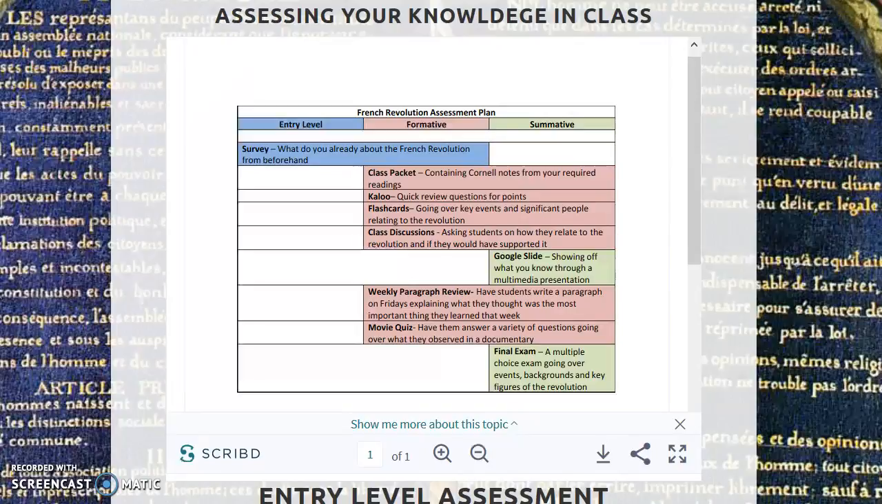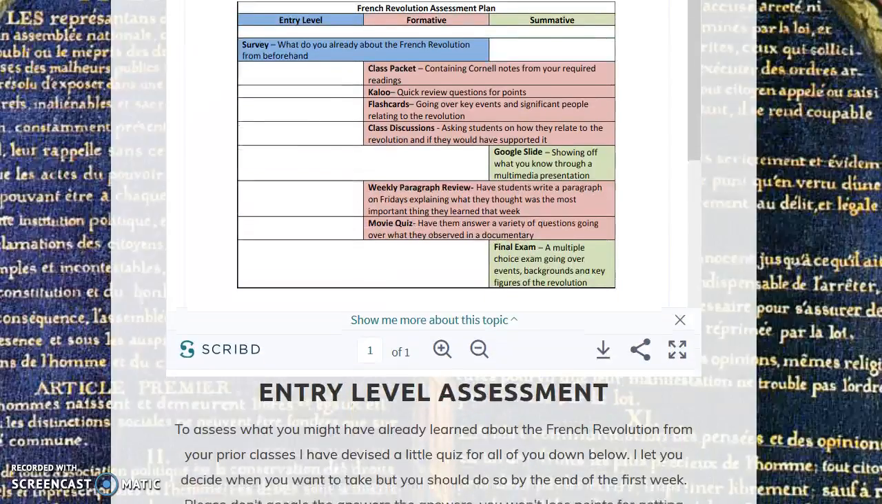And then on Fridays, I want to see you write a one-page, one-paragraph piece basically on what you think was the most important thing we learned that week. And lastly, we'll be watching a History Channel documentary on the French Revolution, after which you will be given a quiz. Now, your final grades are based on 2 things. 1, a Google Slides presentation showing off what you know about the French Revolution, and a final exam, which is basically like any other class's final exam.